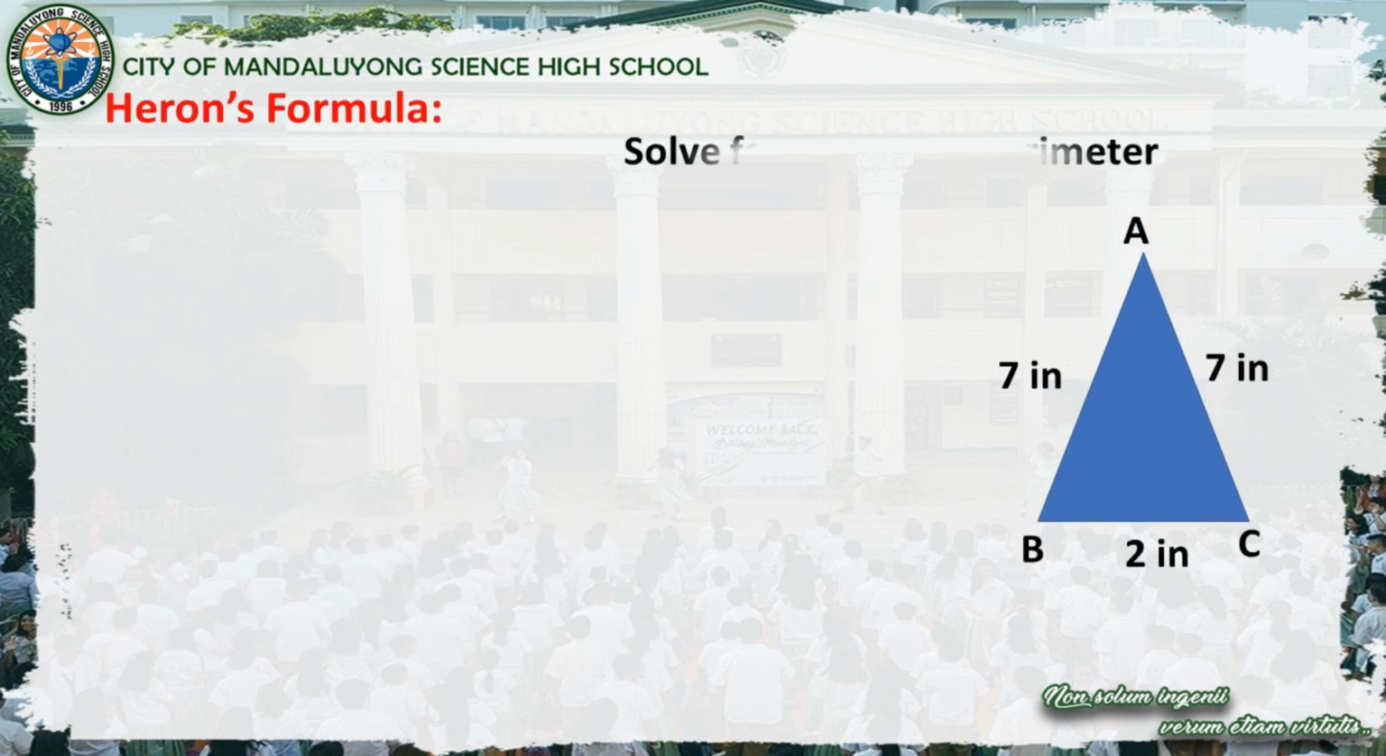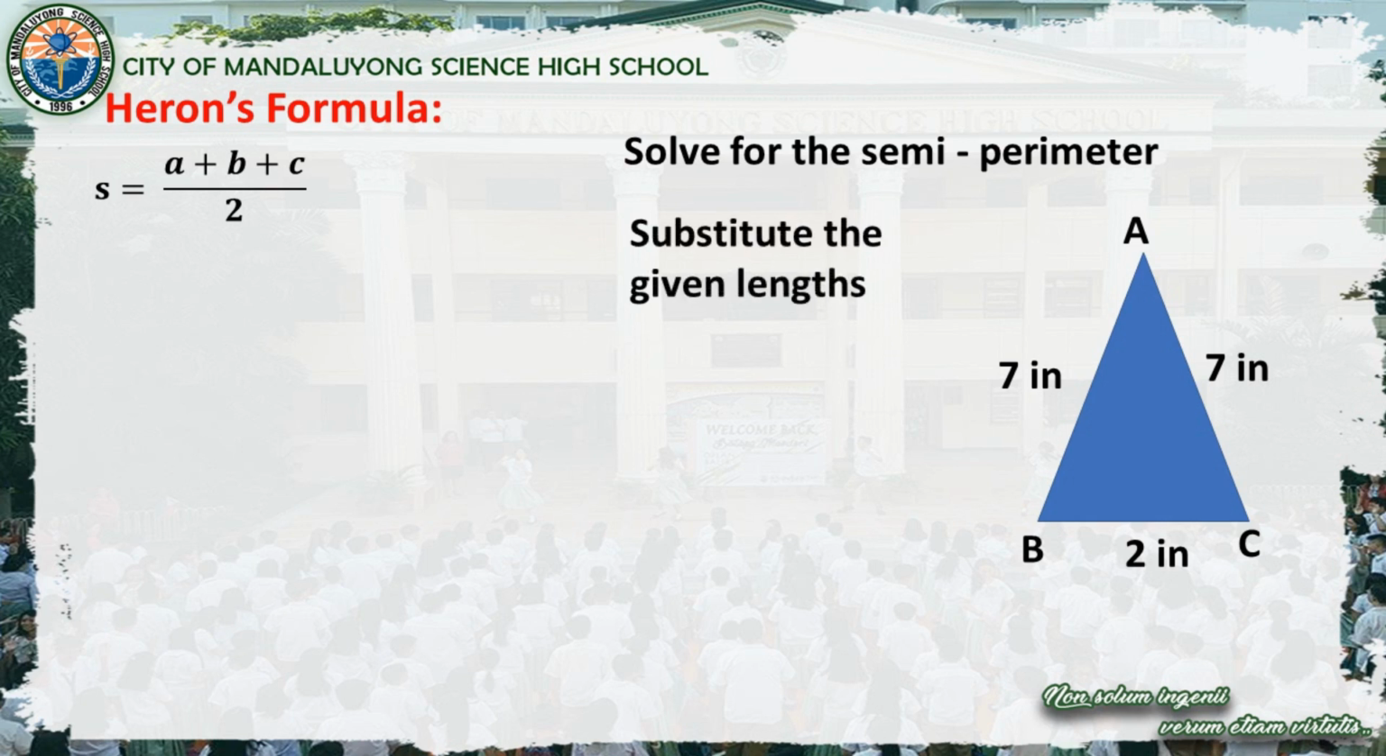So this is it. Solve the semi-perimeter first. We'll be using the formula S is equal to A plus B plus C all over 2. Of course, we have to substitute the given lengths. If we assume that A is equal to 7, B is equal to 7, and C is equal to 2, then 7 plus 7 plus 2 all over 2 is 16 over 2, which is equal to 8. So therefore, S is equal to 8.